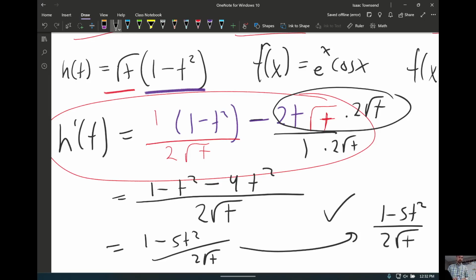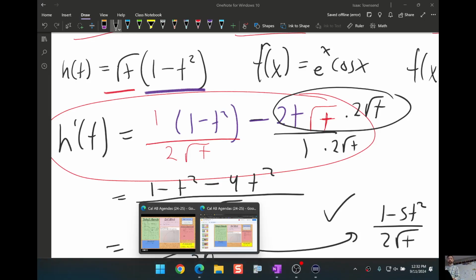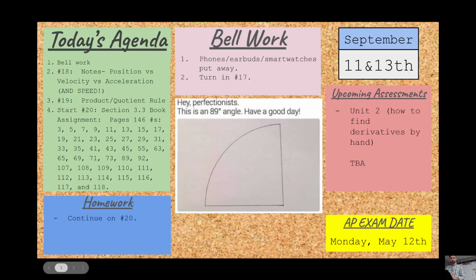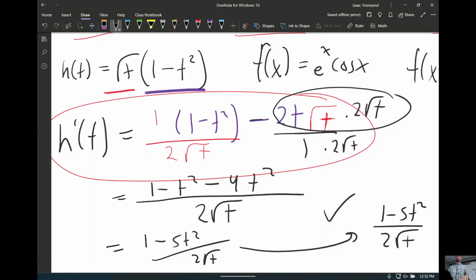Basically, you're just doing the odds. I'll put up the full assignment before class is over, but you should be doing every odd question at least to question 35, and then it skips around a little bit.